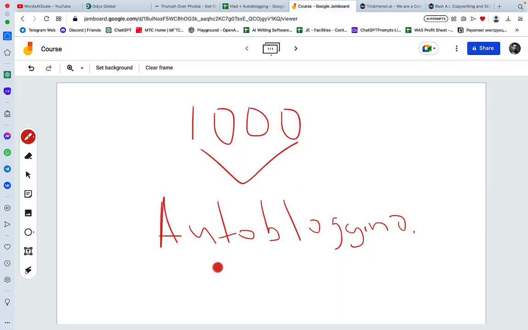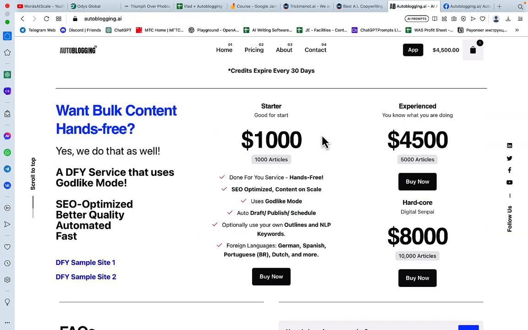And this is part of the bulk generation service that autoblogging has. So this is the package that I'm purchasing, $1,000 for 1,000 articles. There will be additional cost for interlinking, and you need to be mindful of that.